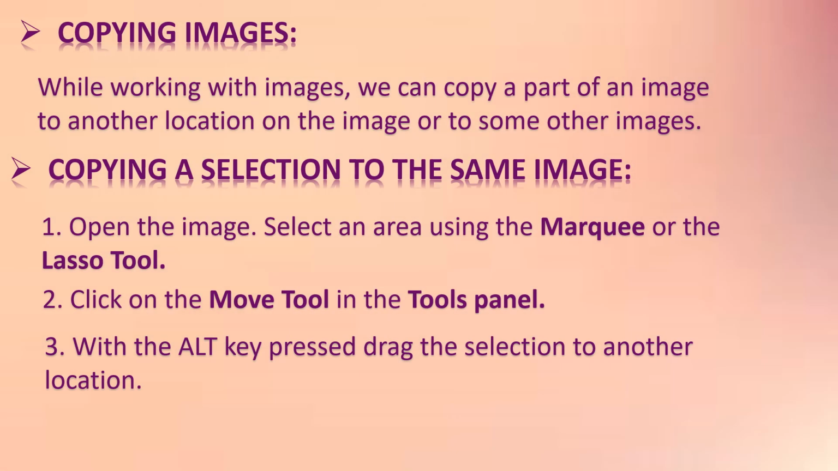To copy the image. While working with images, we can copy a part of the image to another location on the same image or to some other image. Copying a selection to the same image. The steps are: open the image, select the area using the Marquee or a Lasso tool. Click on the Move tool in the Tools panel with the Alt key pressed and drag the selection to another location.